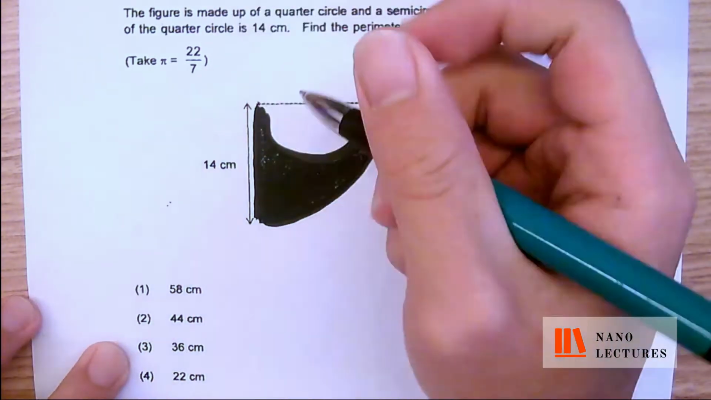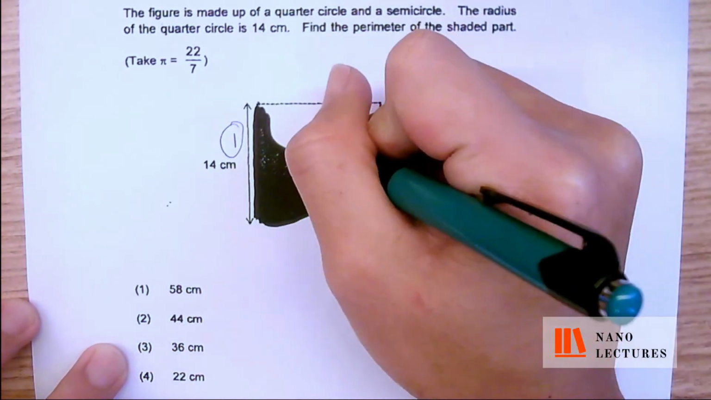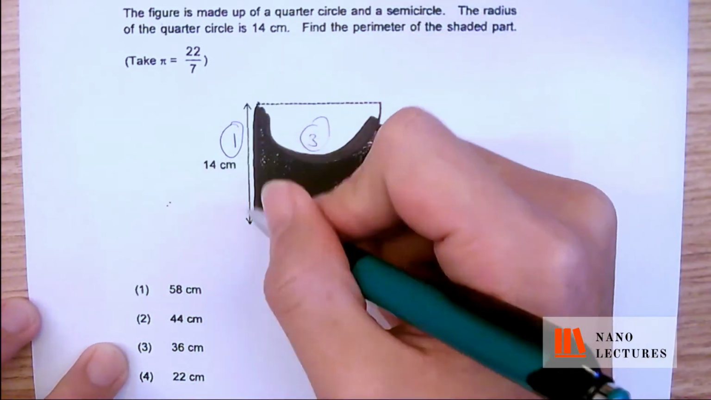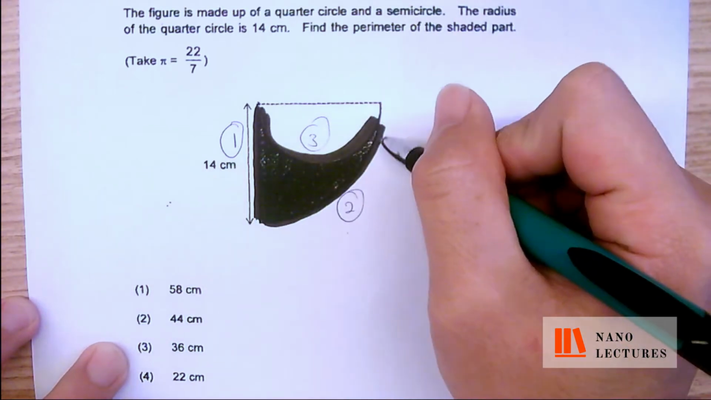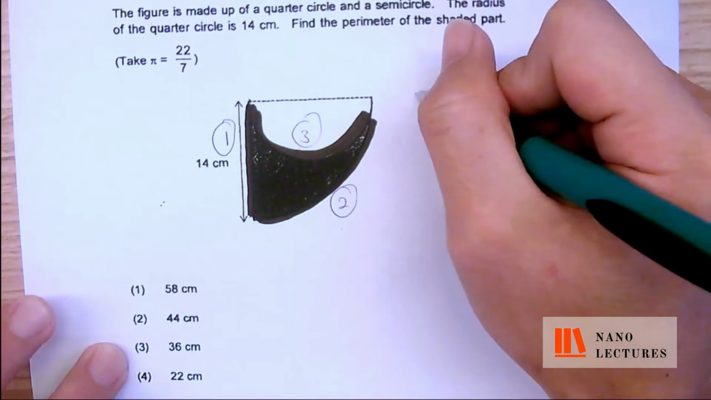After that, go and label these sides. This is number 1, number 2, and this is number 3. Number 1 you already have, so there's no trouble. Now number 2 will be the circumference of a quarter circle, the quadrant, right? So let's find number 2.